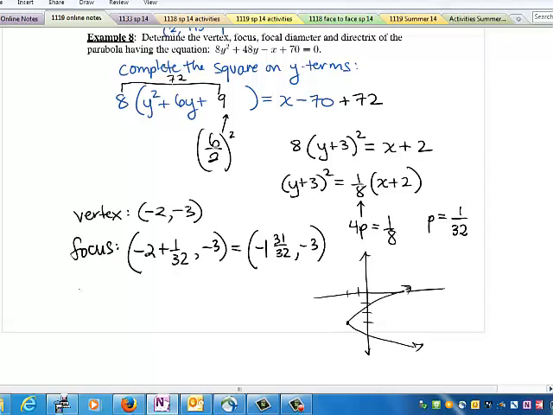The directrix would be a vertical line to the left of the vertex. If I subtract 1/32, that will be x equals -2 and 1/32. And the focal diameter is just 4p, which was 1/8. So very narrow. Narrower than I've drawn it there.